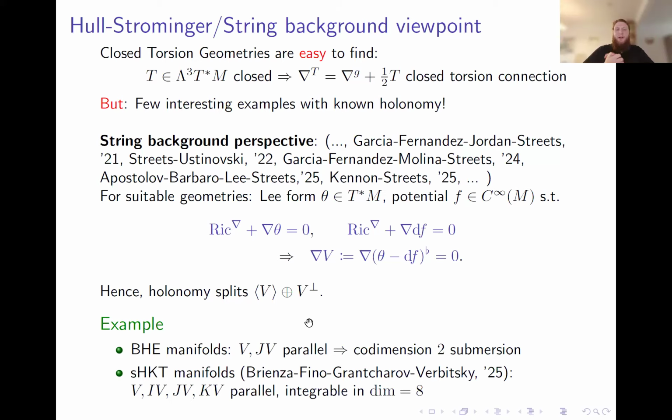Similar in the strong hyperkähler torsion, and for all those who do not know what BHE and strong hyperkähler torsion are, that's going to be explained on the next slide, so don't worry. And there, by a result of Beatrice, Brienza, Fino, Grantcharov, and Verbitsky, they show that basically there are 4 parallel vector fields, and this distribution is integrable in dimension 8. And I told you that's kind of the second condition I need to apply my submersion theorem.